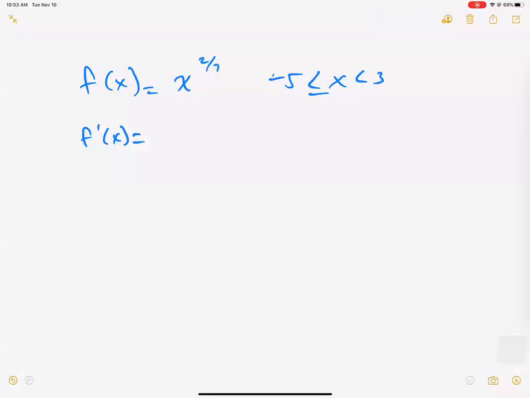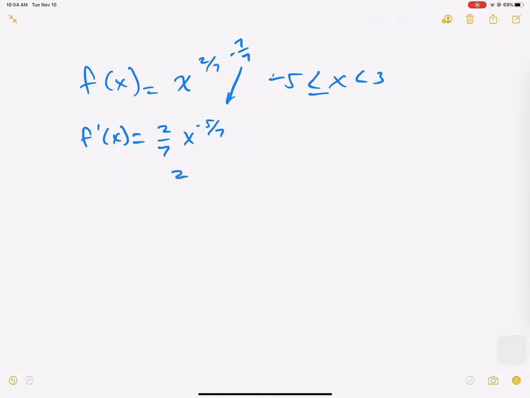So we're going to take the derivative of f because we're going to look for critical points. Critical points are where the derivative doesn't exist, or the derivative equals 0. So it's 2 over 7 x to the negative 5 over 7, because 7 over 7, if I subtract it, becomes 5 over 7. And the chain rule would be multiplied by 1, and we don't need that.